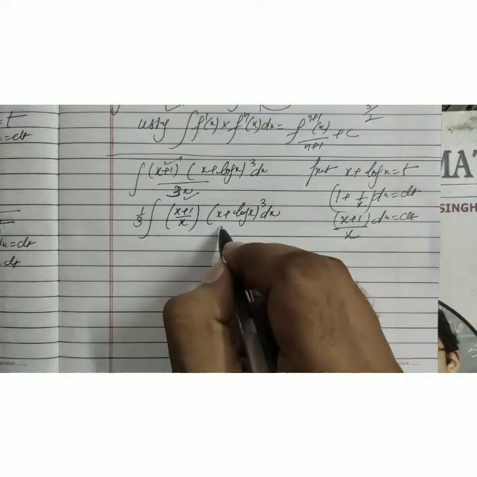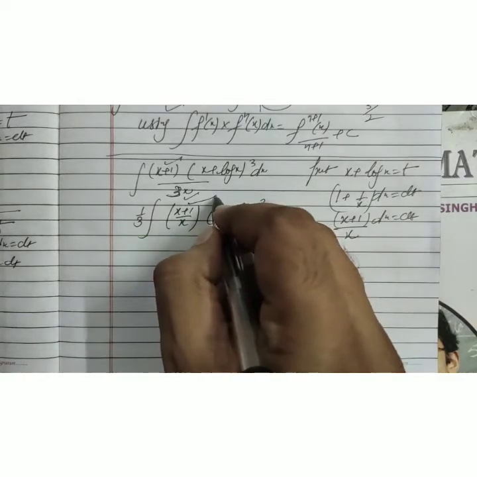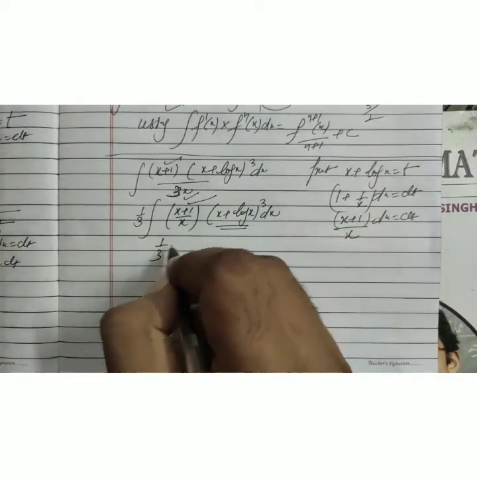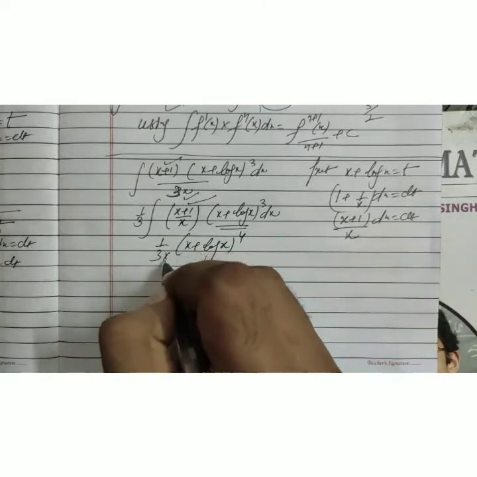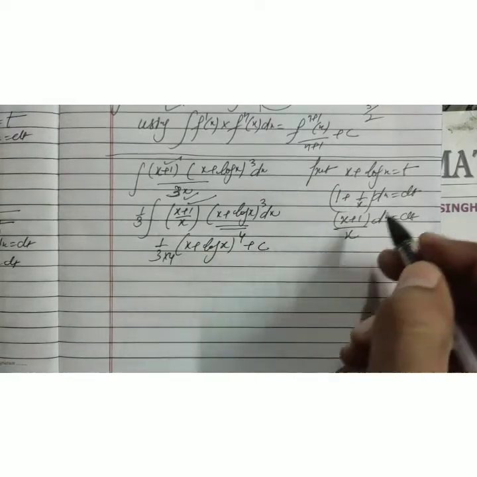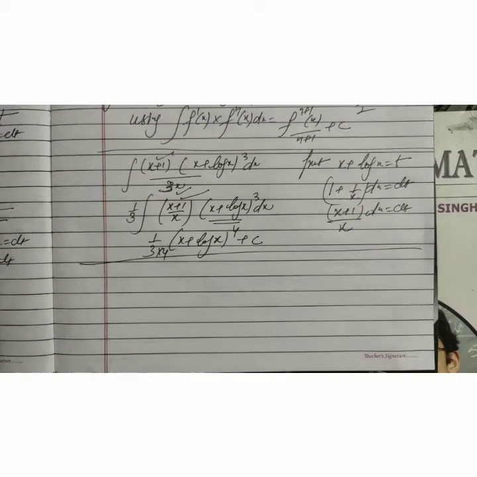If we use the previous rule, this is a function with its derivative multiplied, so the rule is: power increased by 1 of the function, divided by the new power, plus c. Otherwise we can use the substitution method also.